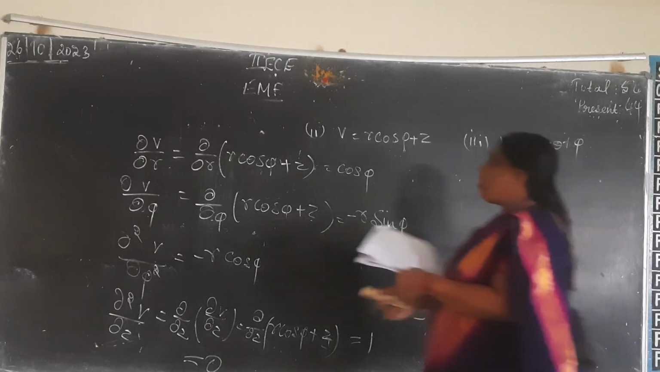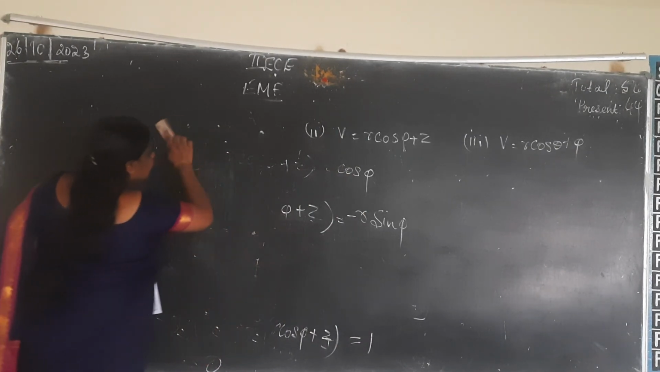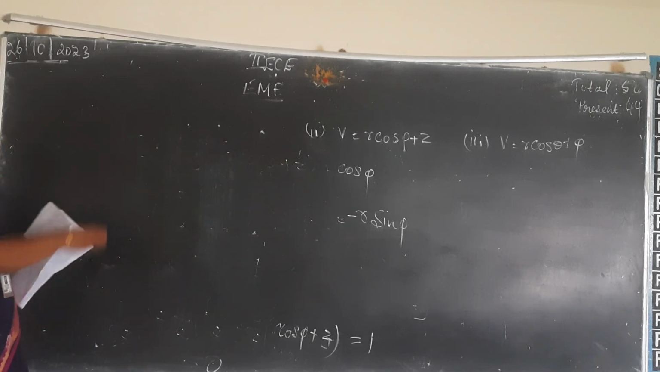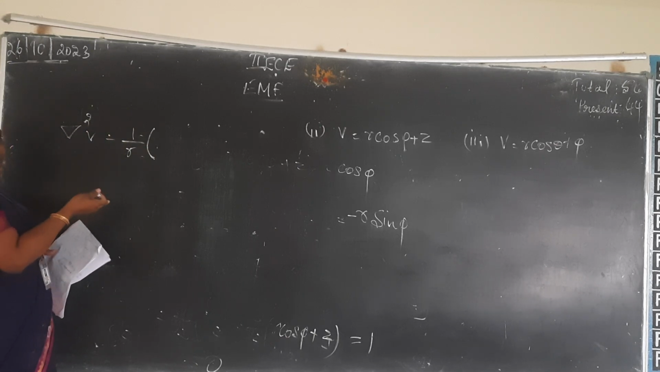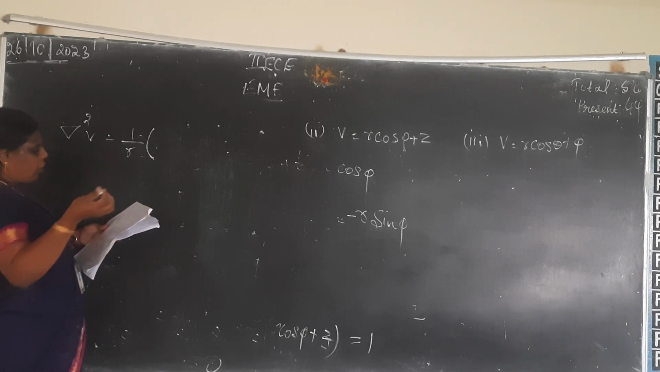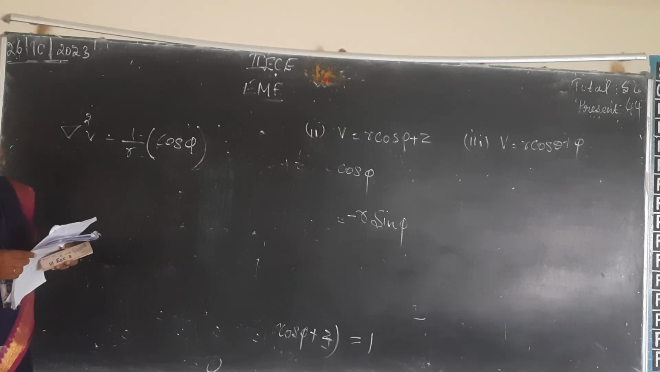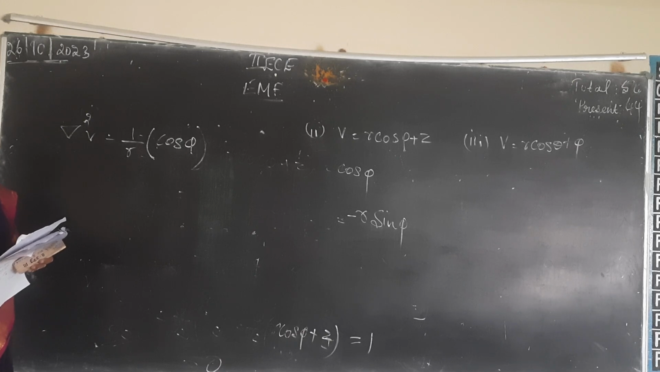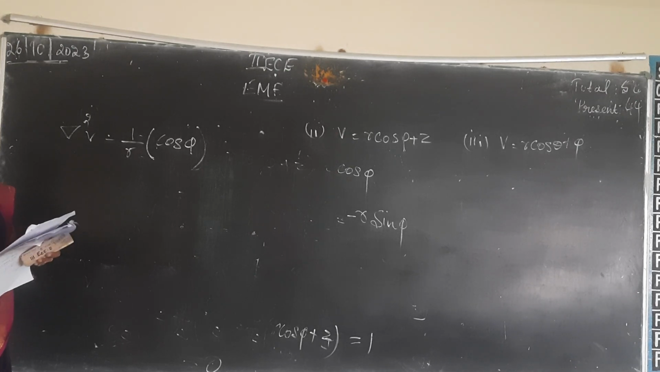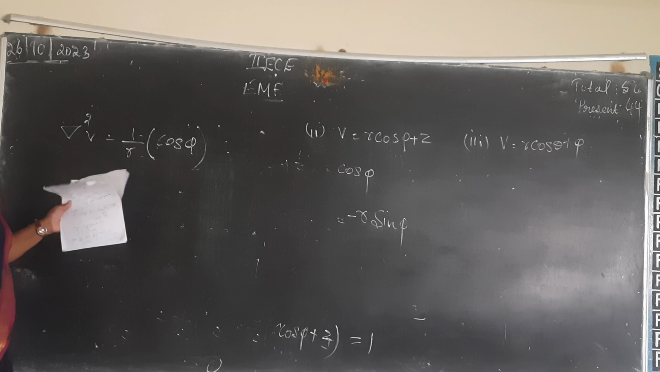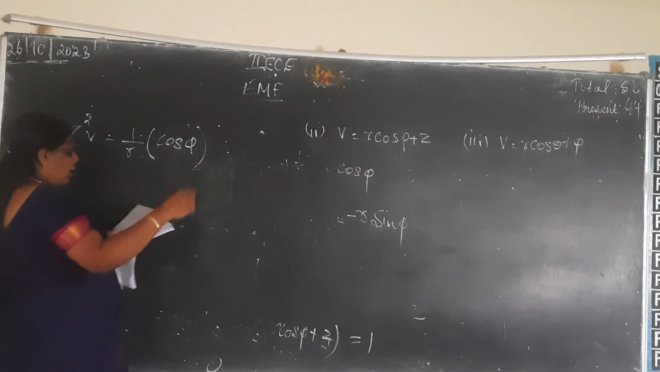Now, we'll go to the final expression. Del square is equal to 1 by r dou by dou r, we have already found out, cos phi. 1 by r into dou by dou r of r into dou by dou r. Again there, r and r will get cancelled. The final expression is 1 by r cos phi. Cancel all the r terms, you will be getting this. Then second term.